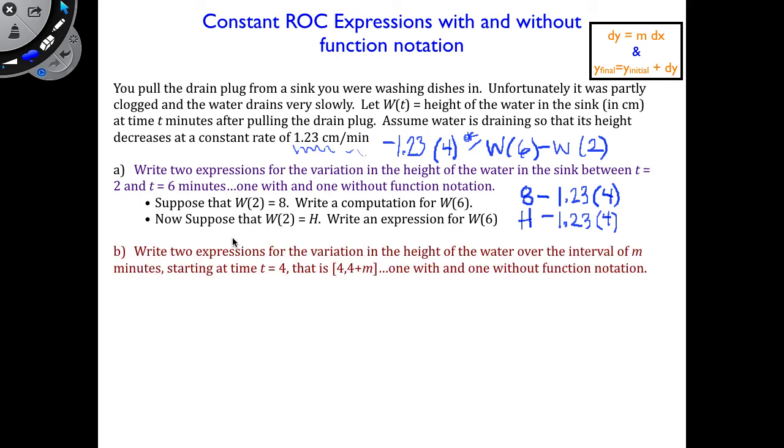So what about a different scenario? Instead of time 2 to time 6, what if we look at a different time interval? Time 4 through time 4 plus lowercase m. So some number of minutes. See if you can think about a way to express the variation in height, how much the height of the water changes during the interval, well, this one in particular, once with function notation and once without function notation, kind of like we did in part A.